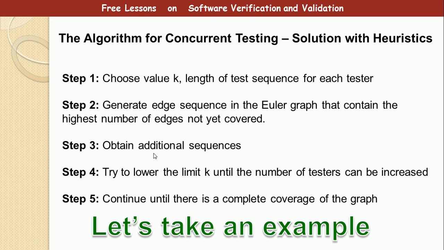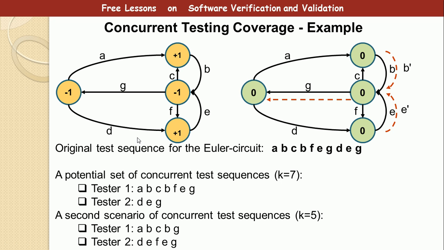So this is the algorithm. I'm not going to read all this, but try to take time to read it until you get used to it. I'm going to explain this algorithm with an example. Alright, so this is a concurrent testing coverage example. The first step is to choose a number of testers. This time we have 2 testers. Then you have to choose the first test sequence.